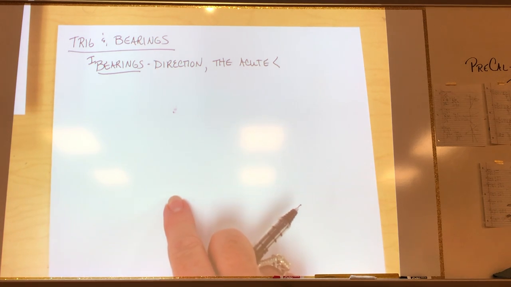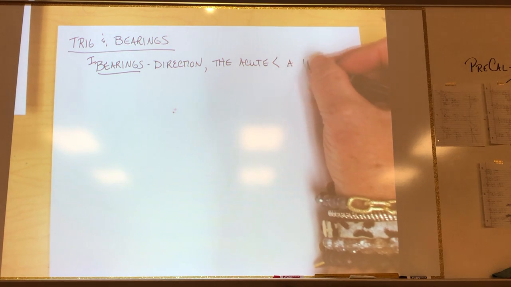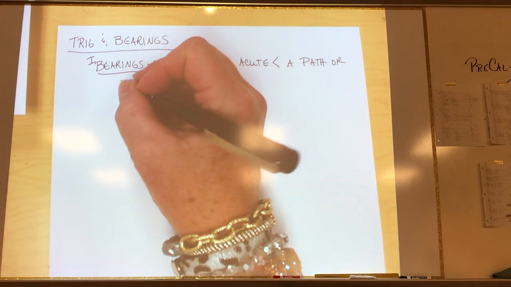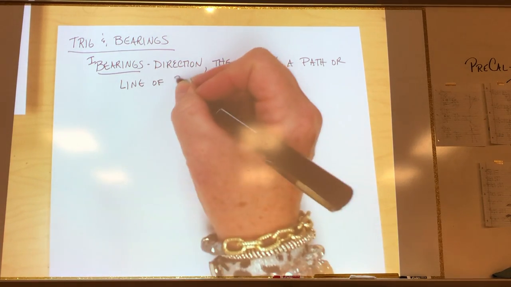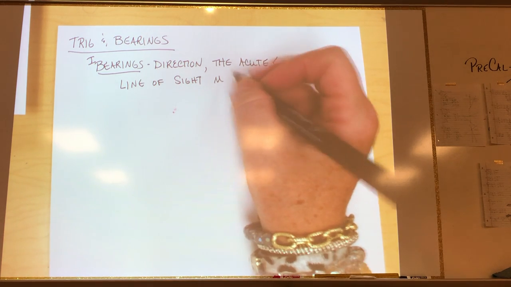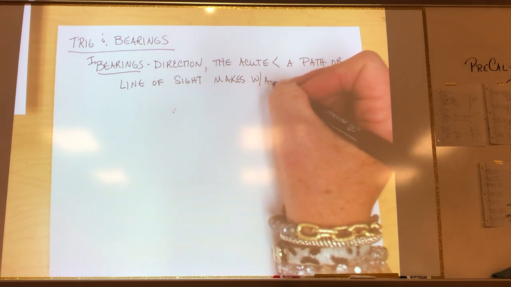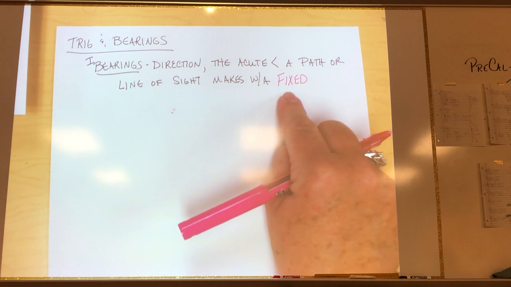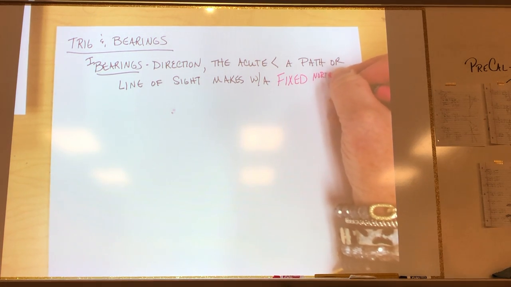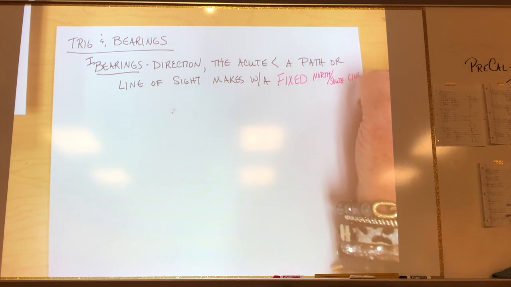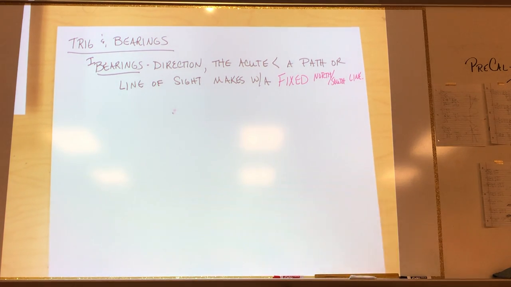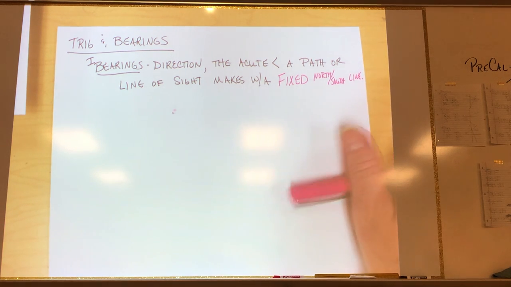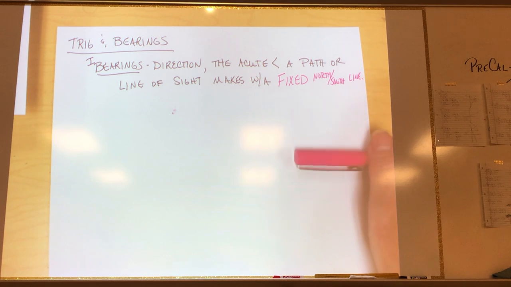But they won't look anything alike. You won't wonder how to tell the difference. They don't look anything alike. So this one has to be the acute angle. A path or a line of sight makes, with a fixed north-south line. Fixed means it always is this way. I'm writing this in a different color because when we do the other bearings, which are the ones we use most of the time, every time I draw a north-south line, mine will be pink. I suggest that when you get to working problems, every time you draw a north-south line, you make it a specific color. I'll explain that when we get to it.